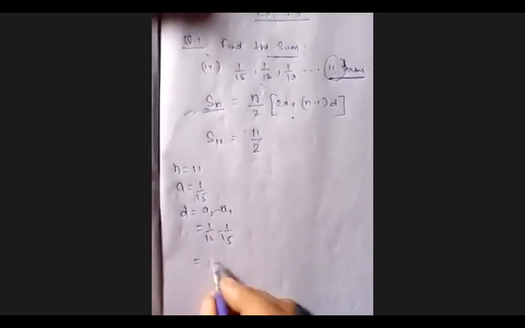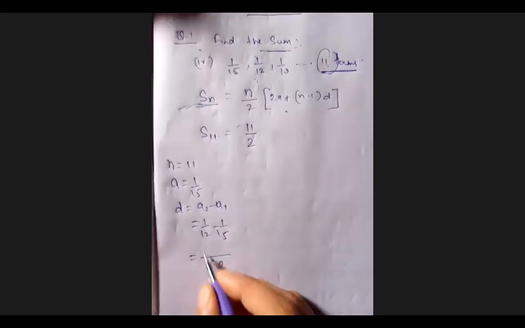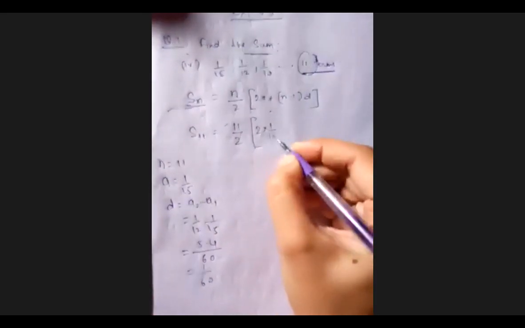So what is the LCM of 12 and 15? 60. So 12 times 5 is 60 and 15 times 4 is 60. It means 1 upon 60 is your difference, right? So here you can put in all the values of the variables. 2 into 1 upon 15 plus n minus 1, that is 11 minus 1, and d is 1 upon 60. So you have to calculate this value.